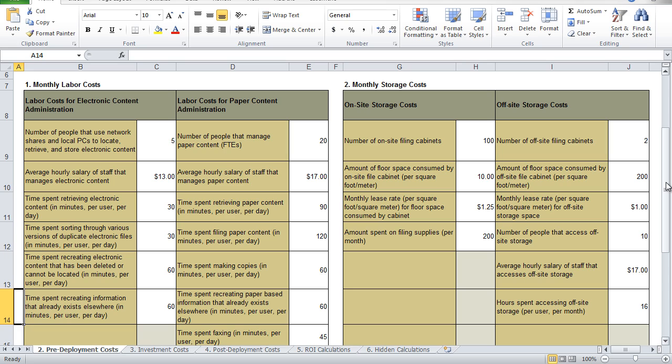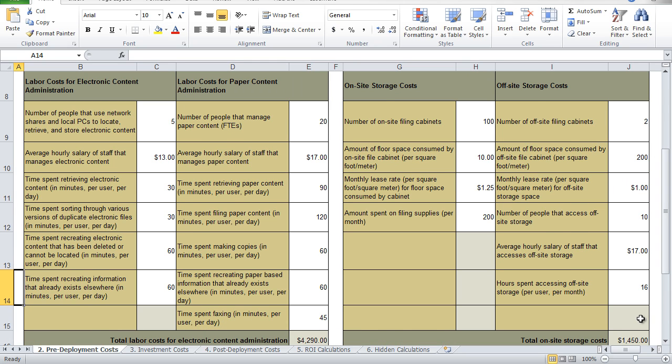But again, this is a really useful item to take into account, because if you no longer have to store information on site in your filing cabinets, or even in most cases off site, I think that's where a lot of the costs are as well, whether it's an Iron Mountain, whether it's some off-site warehouse that you're paying someone to rent out, and then not only that, but you have to pay staff possibly to go to that warehouse, search through the information, drive it back over to your main office. I mean, there's really a lot of time spent accessing that information itself. And that's where the item here is: hours spent accessing offsite storage per user per month, 16 hours.